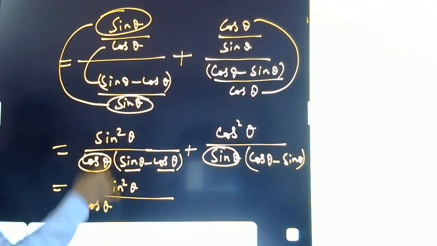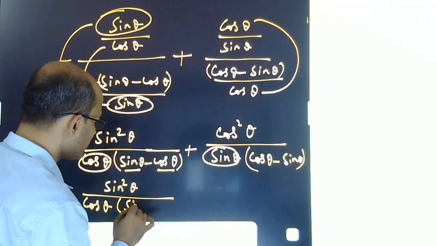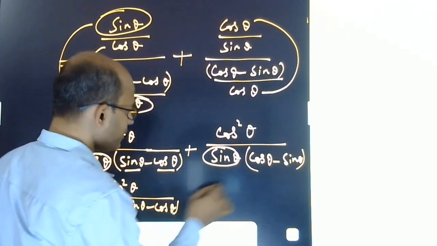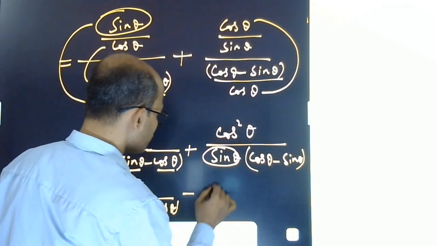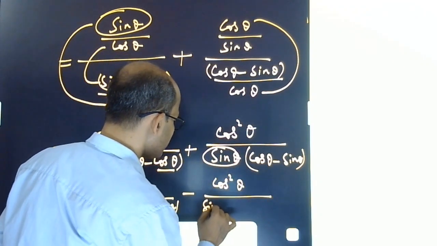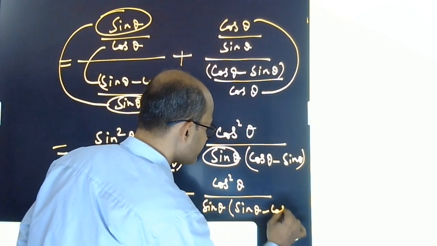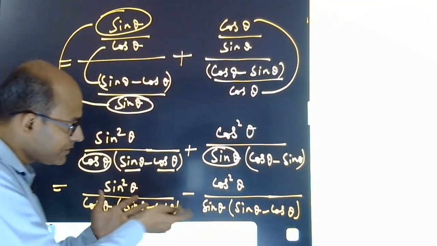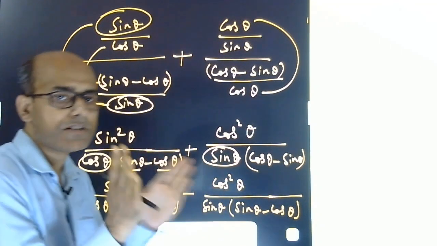I am just going to write down this, sin theta minus cos theta, and what will this become? Plus minus minus. So this will become cos square theta and sin theta minus cos theta. If you have understood how this plus sign is interchanged by minus, then there is no further problem.